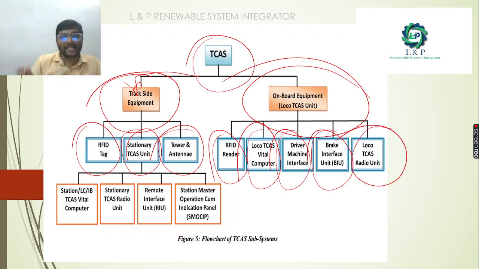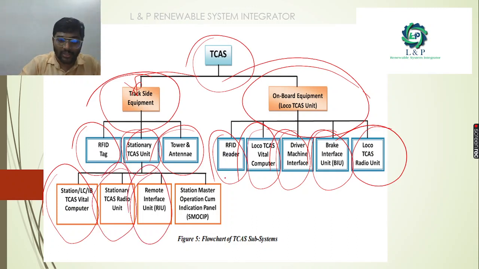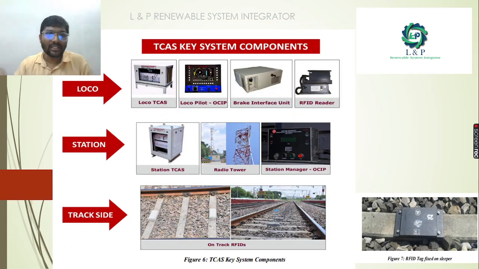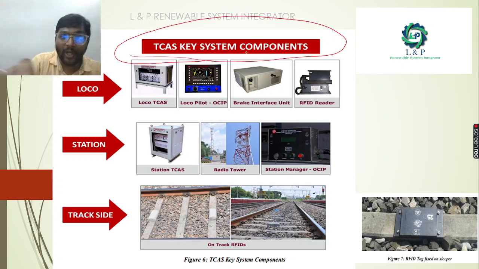And inside this stationary train collision avoidance system, we have a station train collision avoidance vital computer, we have a station train collision avoidance radio unit, we have a remote interface unit, and also we have a station master operation cum indication panel. So this is how the train collision avoidance key components look like.